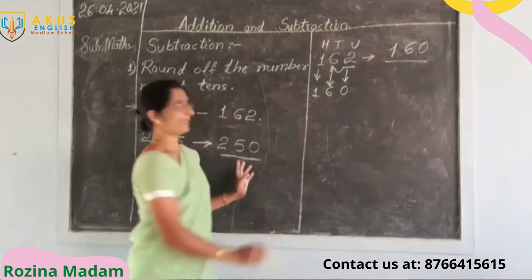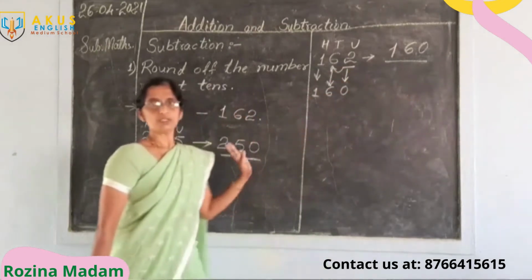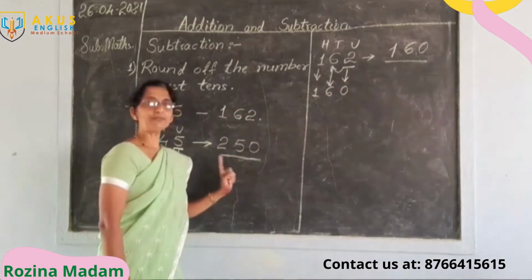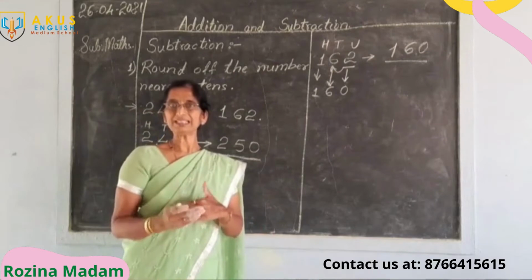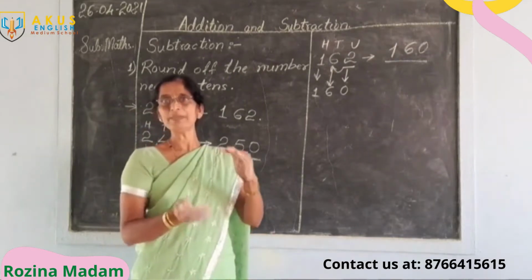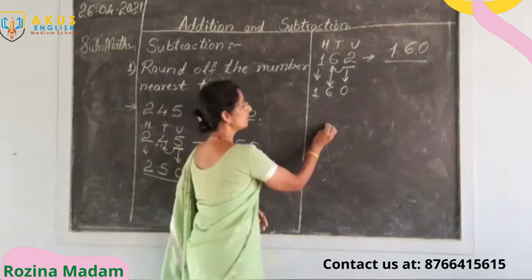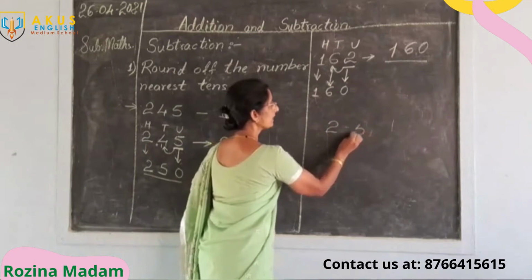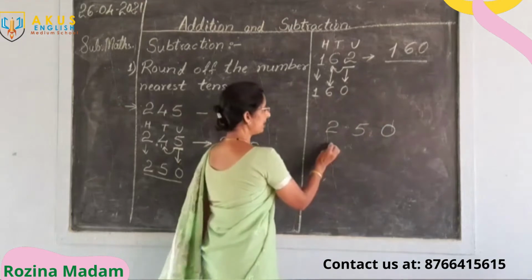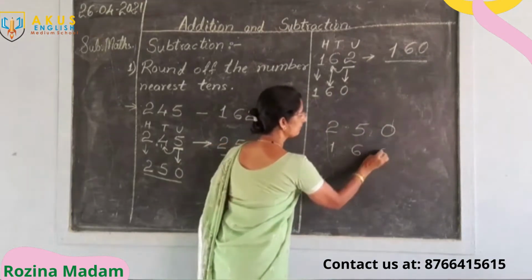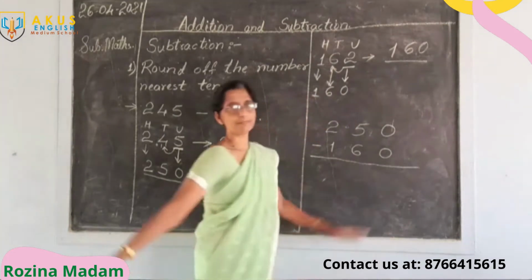Now see here, which is the bigger number? 250 or 160. Among these two numbers, 250 is the bigger number. So always remember children, when you are subtracting any number, you have to take the bigger number first and the smaller number second. Now first I will take 250. Then the second number is 160. I will write it below this 160. Now I will put the subtraction sign here and we will subtract.